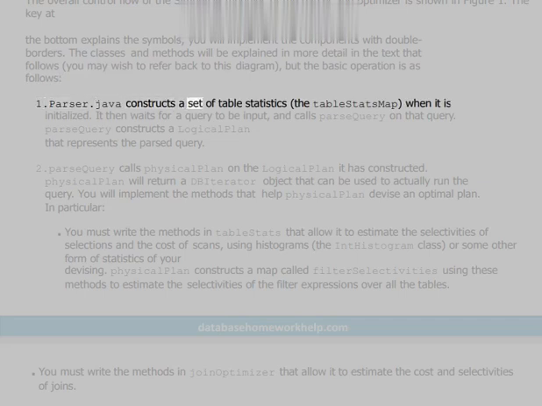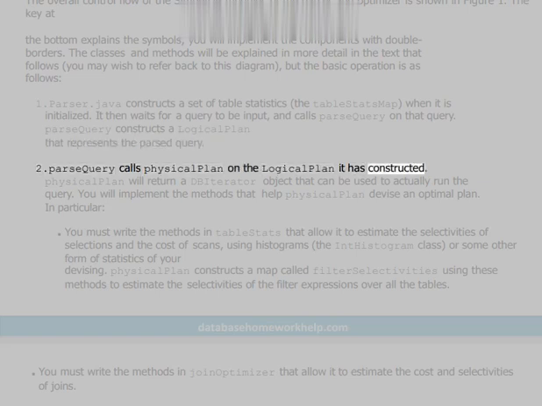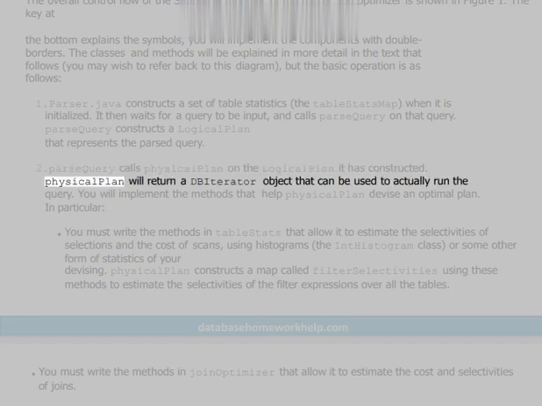1. Parser.java constructs a set of table statistics, the TableStatsMap, when it is initialized. It then waits for a query to be input and calls parseQuery on that query. ParseQuery constructs a logical plan that represents the parsed query. 2. ParseQuery calls physicalPlan on the logical plan it has constructed. PhysicalPlan will return a DbIterator object that can be used to actually run the query.